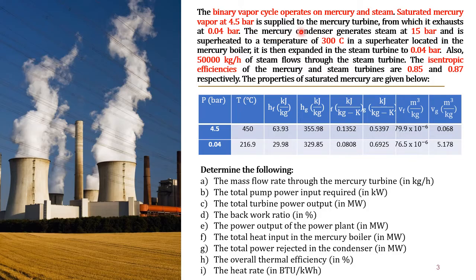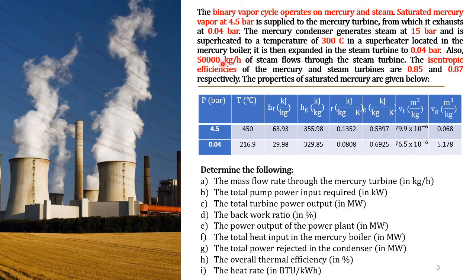This mercury condenser at 0.04 bar generates steam at 15 bar. So it means that since this mercury condenser serves as the boiler of the steam cycle or the bottom cycle, it is able to produce 15 bar of steam. Since it is a heat exchanger, it is necessary to superheat the steam in the superheater located in the mercury boiler so that it will reach 300 degrees Celsius superheated. Then this steam is expanded in the steam turbine to 0.04 bar.